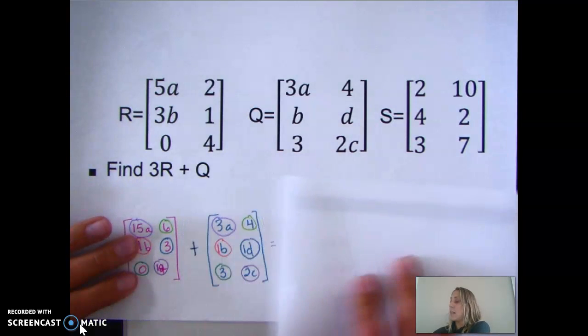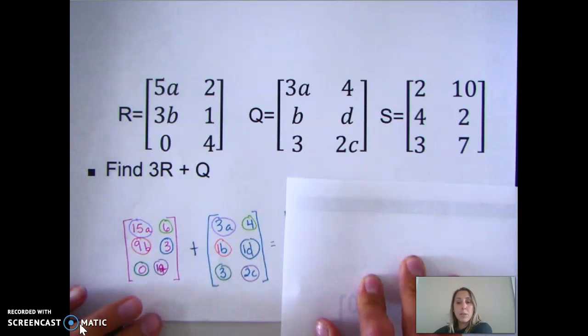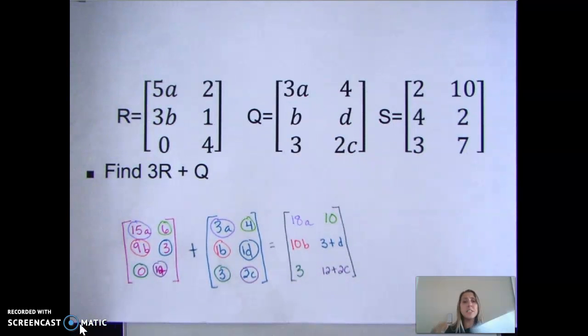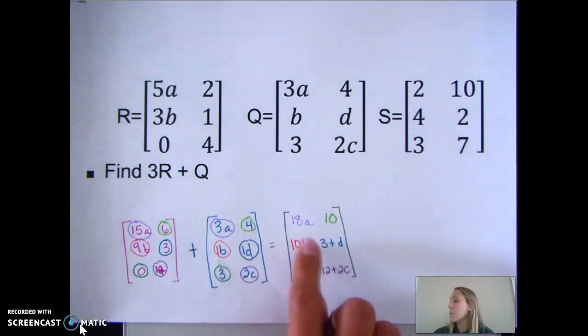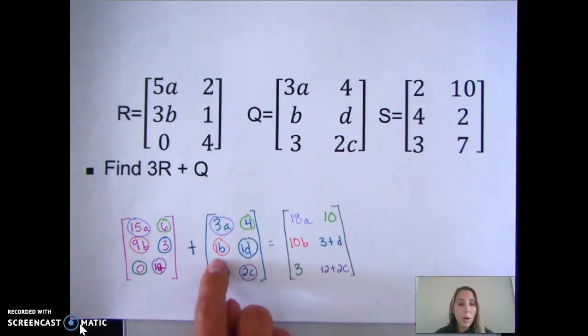So I did that here. Now that I've done that, I'm going to add just like we've been doing before. So 15a plus 3a is 18a. Remember, when we're adding the same like term, we can combine our coefficients. Then 6 and 4 are just regular numbers. 9b plus 1b, if that helps you, gives us 10b.